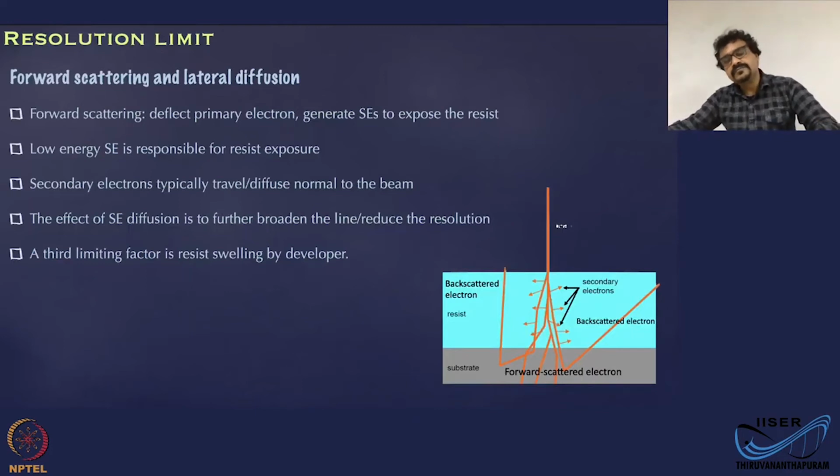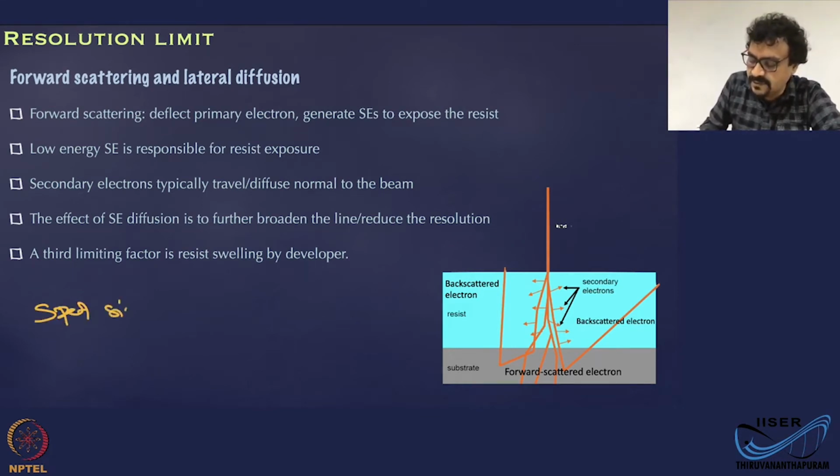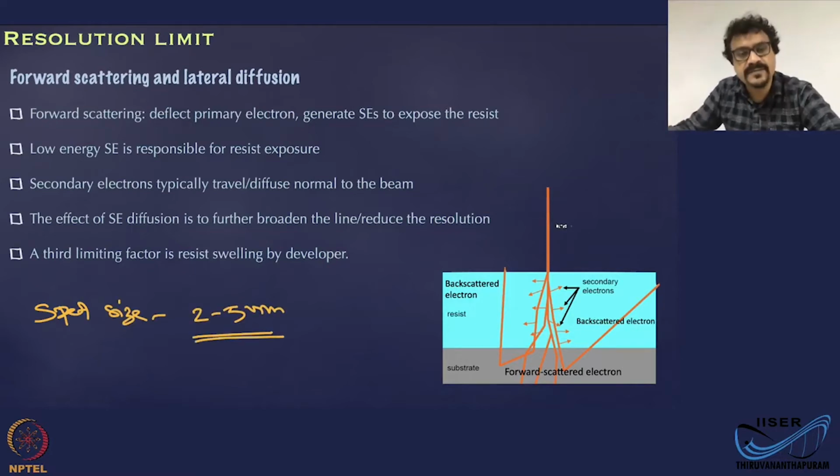So let's look at what limits the resolution. We just now discussed that the spot size or the feature size that you can get with the imaging feature is approximately a few nanometers. Okay, spot size is maybe 2 to 5 nanometers. That's what you can get.